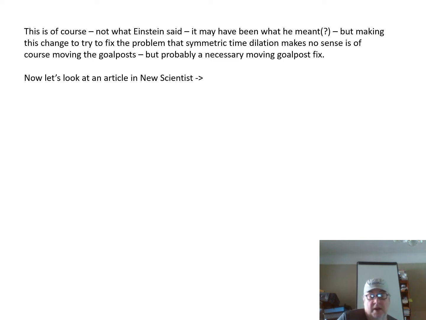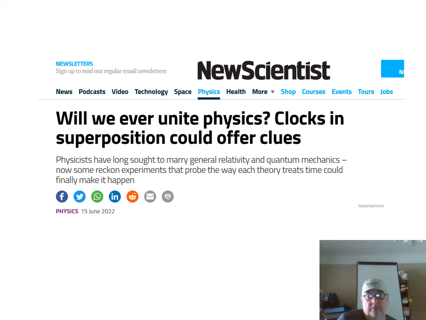So let's now look at an article in New Scientist. This is a New Scientist article. Will we ever unite physics? Clocks and superposition could offer clues. Physicists have long sought to marry general relativity and quantum mechanics. Now some reckon experiments that probe the way each theory treats time could finally make it happen.